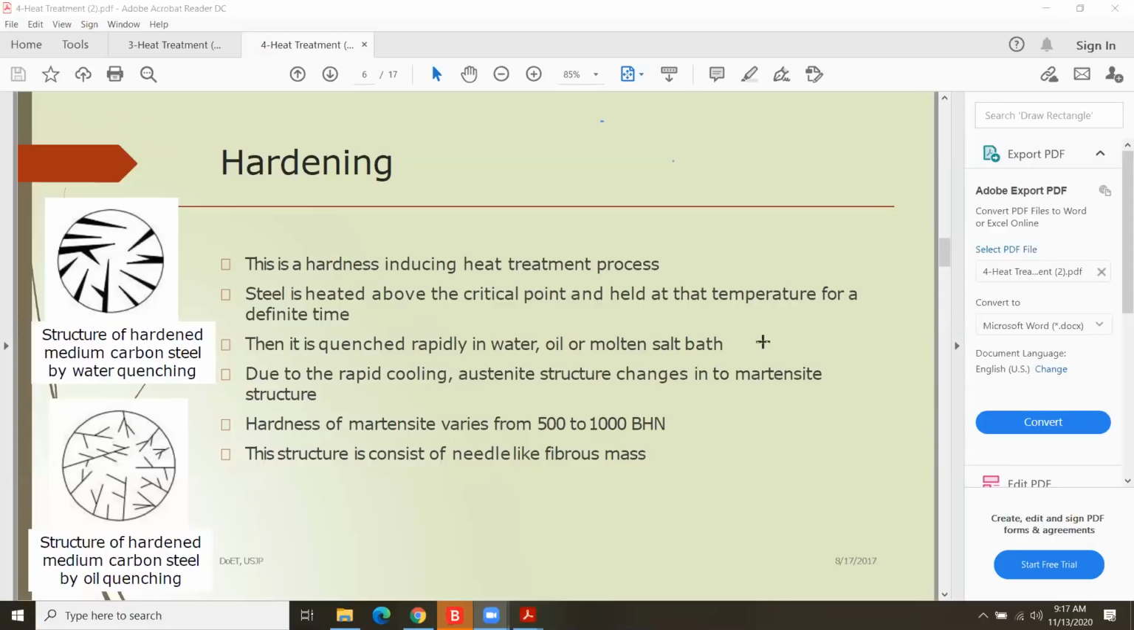So there are two things remaining to discuss about the heat treatment process. One is the hardening process, the other is the tempering process, right? So the hardening process and tempering process we will discuss in the next class.